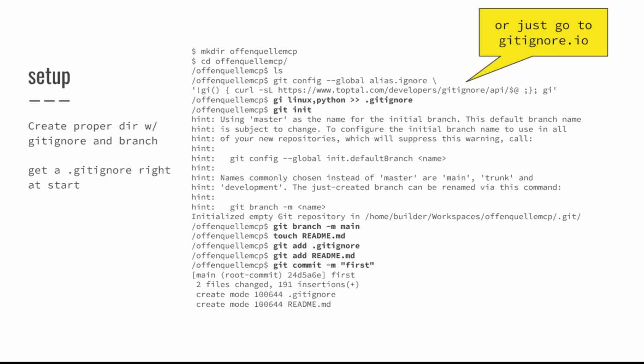I then do a git init, and then you're going to see a branch. I create the main branch. I touch or create a README file. I add the gitignore file I just made, the README file, and I do my first commit. And I just bring this up because this is my development flow with new work each and every single time.